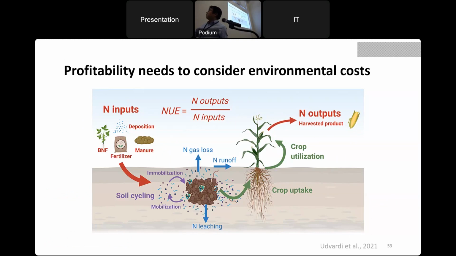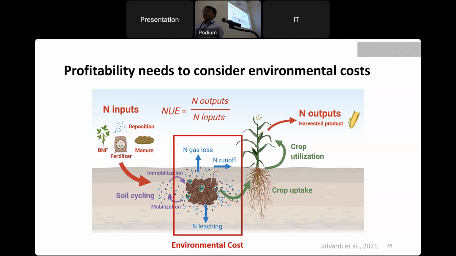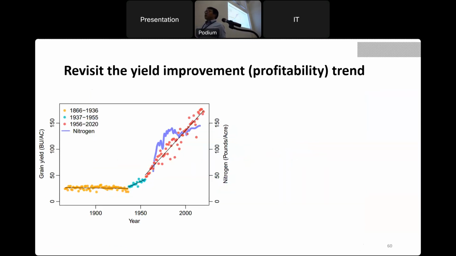We consider the nitrogen output, which is the yield. We consider the nitrogen input. We subtract the nitrogen input from the nitrogen output, but without considering all those environmental costs. Based on the previous calculation, this should be calculated into the profitability. So that actually led us to revisit this yield improvement trend.